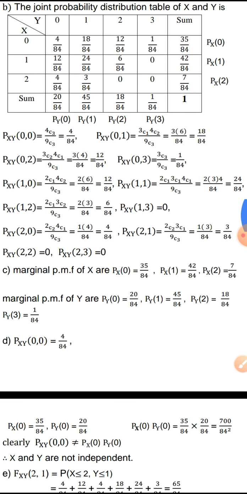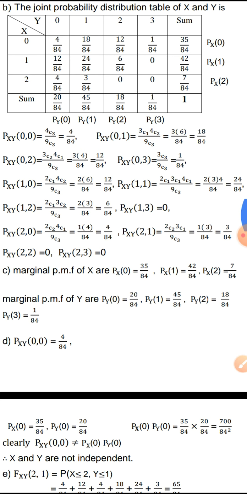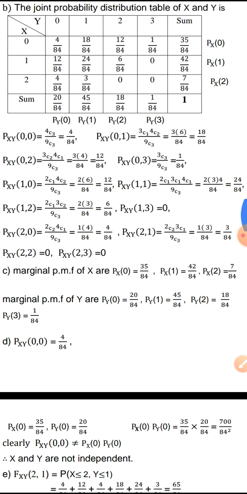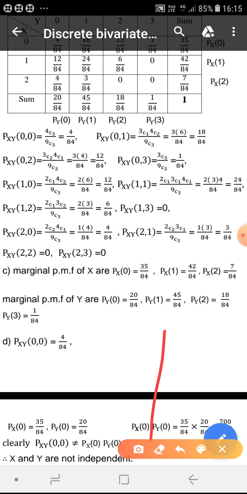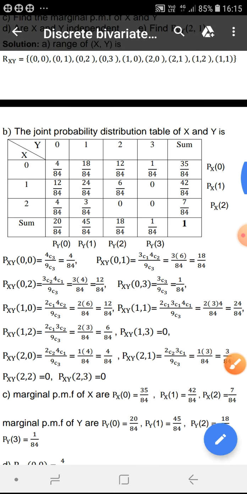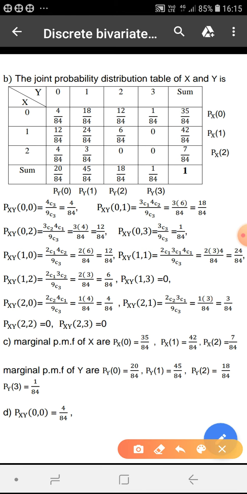Number of red balls chosen can be 0, 1 or 2 since there are only 2 red balls. Since there are 3 white balls, number of white balls chosen can be 0, 1, 2 or 3. So you have to write that in a table: x columns 0, 1, 2, y rows 0, 1, 2, 3. Last row will be kept for sum, last column will be kept for sum.